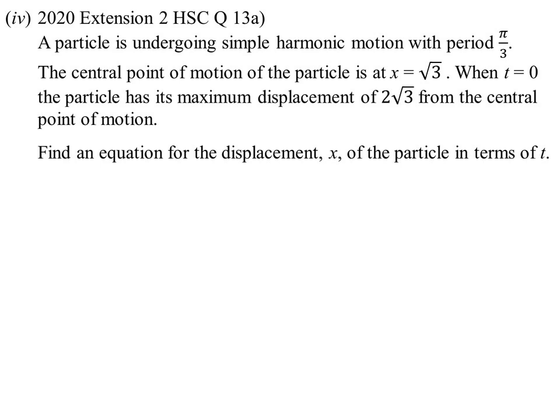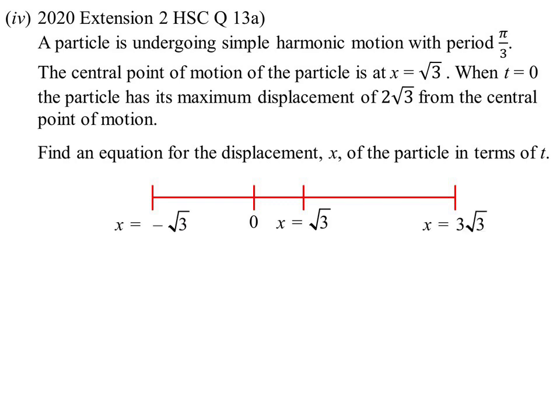Now make sure you read these things carefully. So it's not actually at 2√3, it's at 2√3 from the centre. Find an equation for the displacement. Well, I'm going to draw a picture for something like this to try and get my head around it. There's the origin, but it's not starting there. It's starting at √3. We said the amplitude was 2√3, basically, because the maximum displacement is 2√3. Therefore, it's going to go out to 3√3, but to the left-hand side, it's going to negative √3.